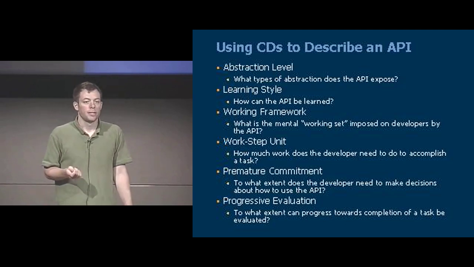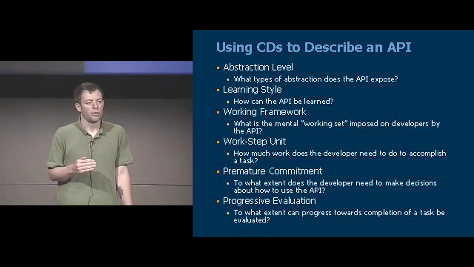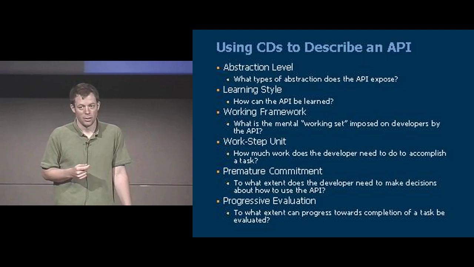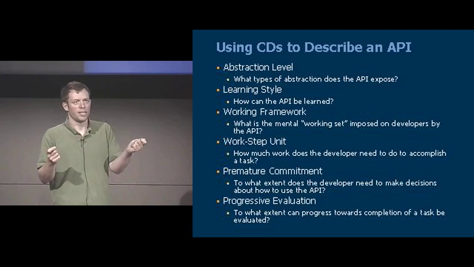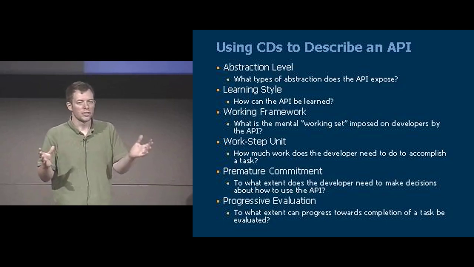Following on from that is something that we call work step unit, which describes the amount of work that a developer has to do to complete a given task. This isn't simply a count of the number of lines of code that they have to write to accomplish a task. There could be 2 lines of code that the developer has to write, but they could still think that's an awful lot of work because I've got to think about these 2 objects I'm creating. I need to make sure that I do one before the other. There's a whole load of stuff I need to think about.